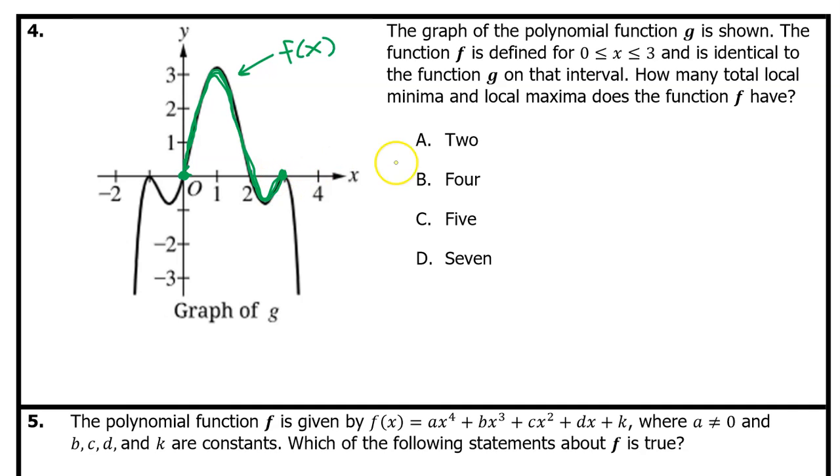At first glance, it's tempting to say 2, because obviously we have a relative max here and a relative min here. But is that all? No, the or equal to symbols on this interval tell us that the endpoints are included. And this endpoint on the left counts as a local min, and this endpoint on the right counts as a local max. So the answer is B.